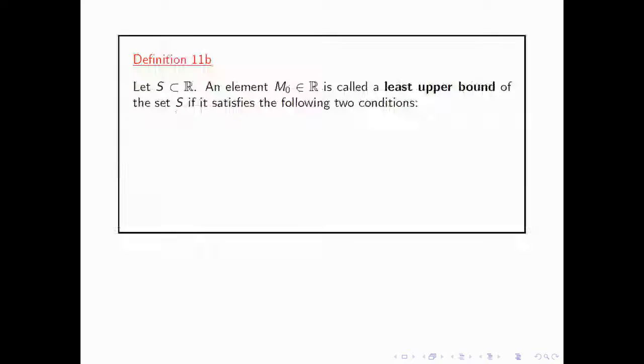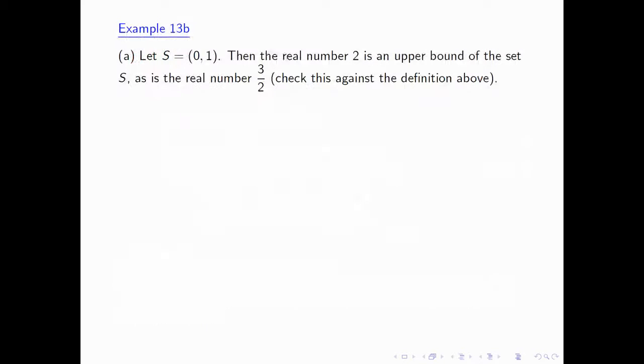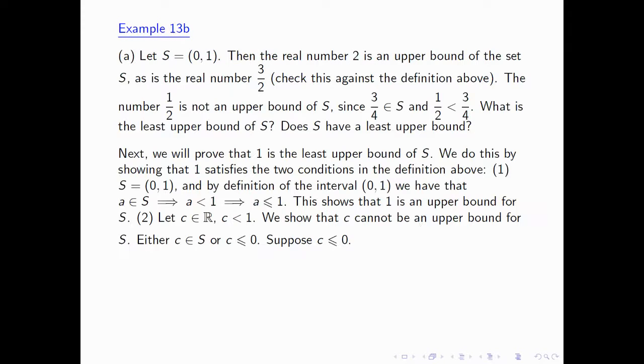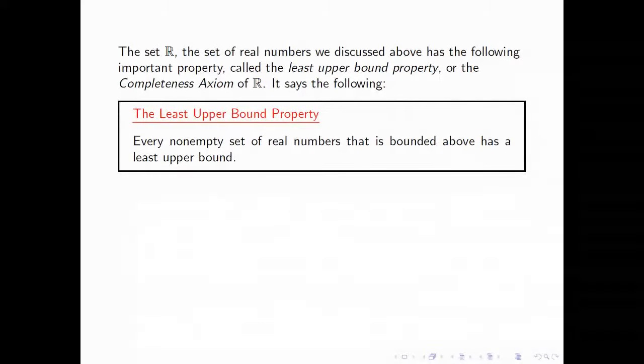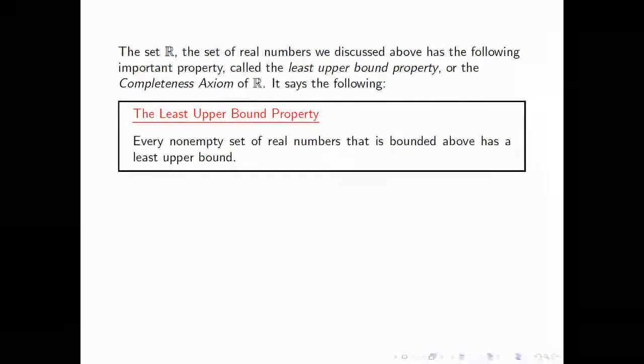Now this is important because this concept allows us to prove our first theorem, right? The first theorem. But before we can do it, the reason we introduce it is because we need this thing called the completeness axiom of the real line. Or the least upper bound property of the real line, and it says, every non-empty set of real numbers that is bounded above has a least upper bound, right?